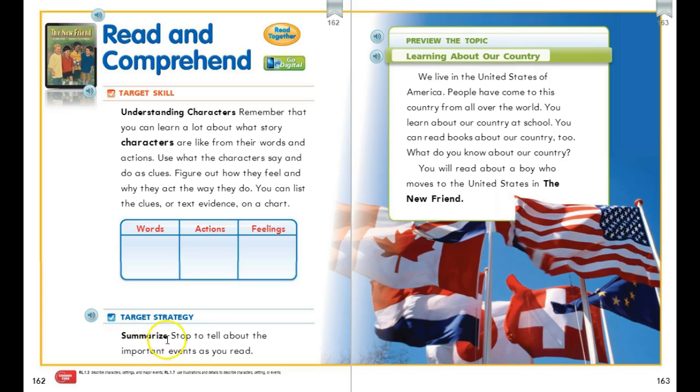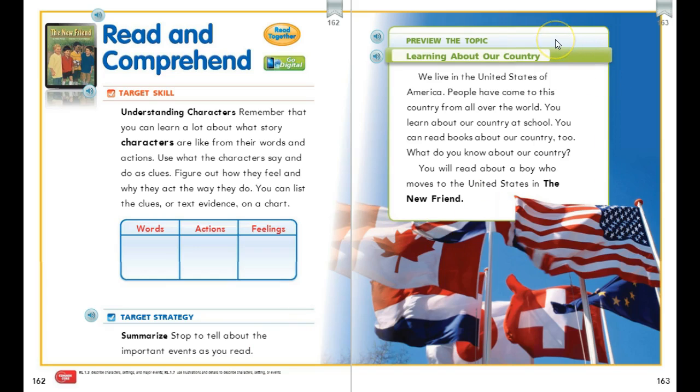Target strategy is summarize. Stop to tell about the important events as you read. Good readers stop every few pages to tell in their own words the main events that have happened. And that's what summarizing is. It's the main events, and those are the most important events that happen to characters in a story. Retelling the most important events will help you to understand and remember the main message of the story.